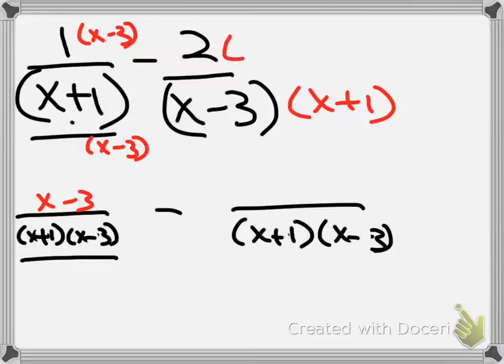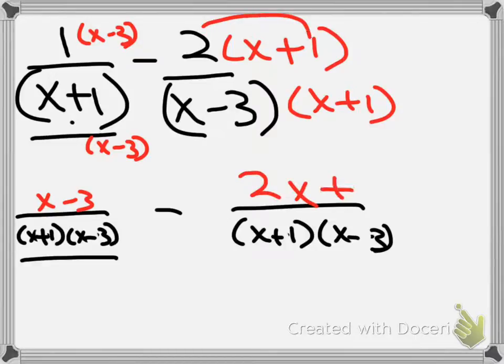And so it'll actually be x plus 1, and then this is going to be 2 times x plus 1. You could distribute that if you'd like, 2x plus 2. So then my common denominator is x plus 1, x minus 3.